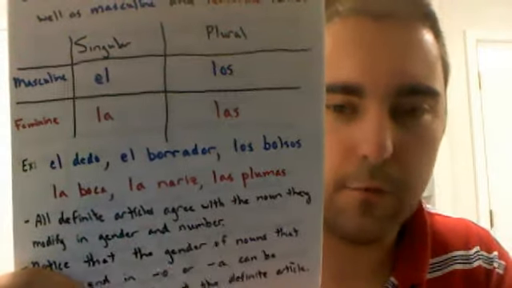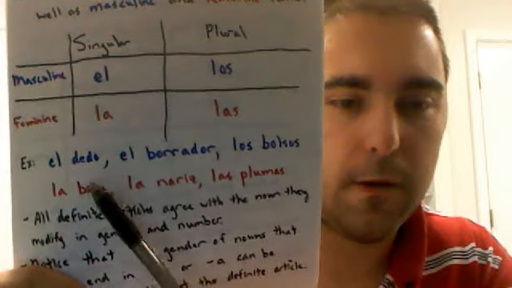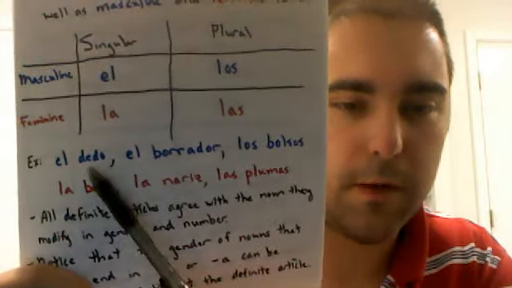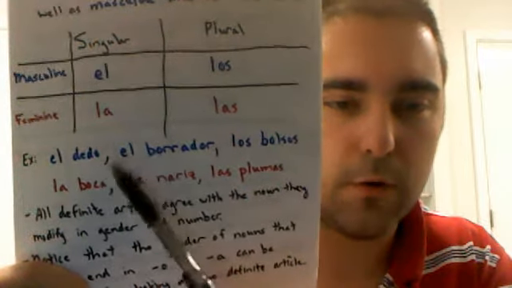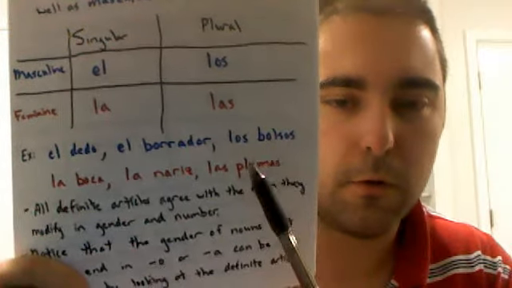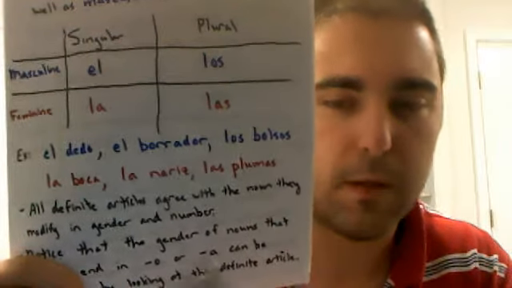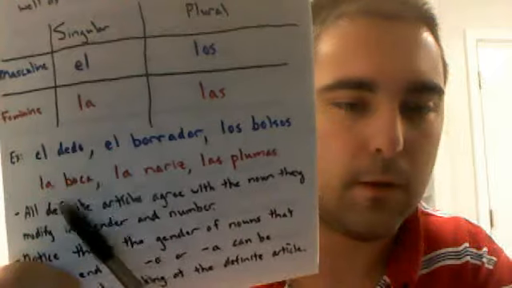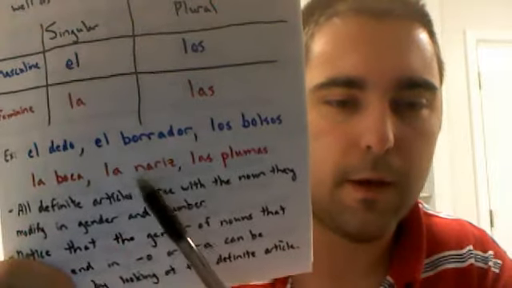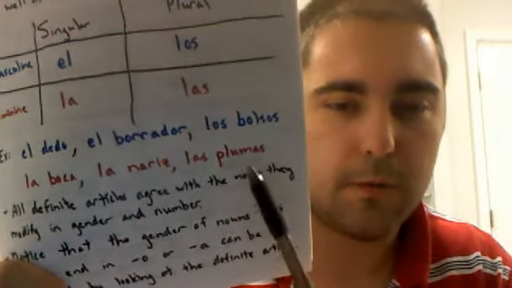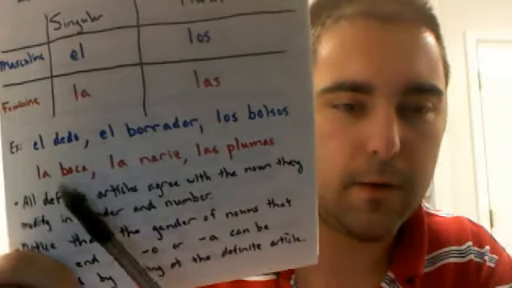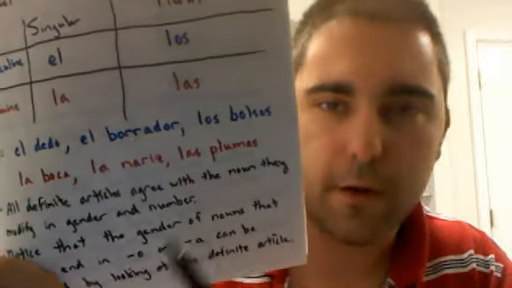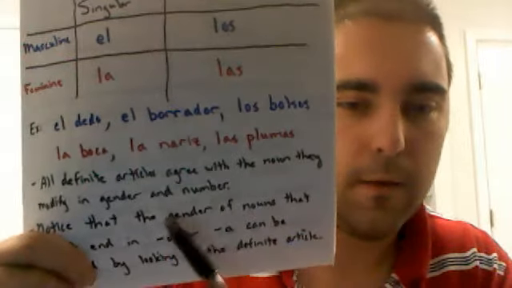Just for example purposes, el dedo means the finger, el borrador means the eraser. Notice how these agree in gender as well as number. And los bolsos, which means the pockets, basically. Actually, pocket is bolsillo, but whatever. La boca, the mouth, la nariz, the nose, las plumas, the pens. Notice how, again, the definite article agrees with the noun that it modifies, both in gender and number.